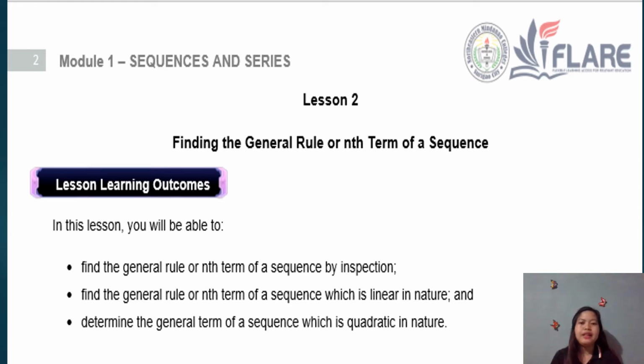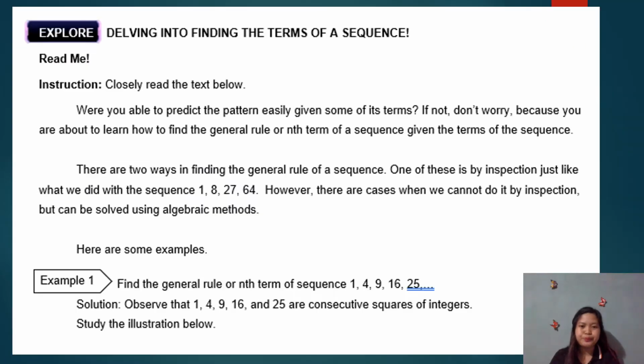Hello people, so right now let's go to our lesson 2, which is all about finding the general rule or nth term of a sequence. So we have here our lesson learning outcomes. In this lesson, you will be able to find the general rule or nth term of a sequence by inspection, find the general rule or nth term of a sequence which is linear in nature, and the last one, determine the general term of a sequence which is quadratic in nature.